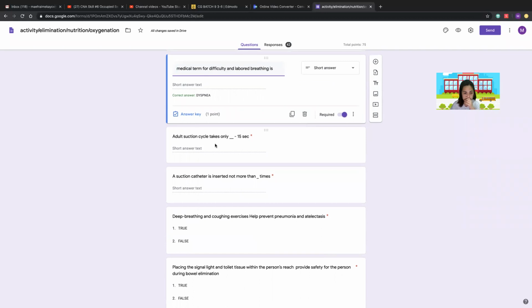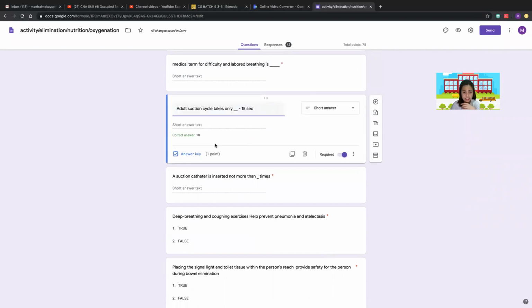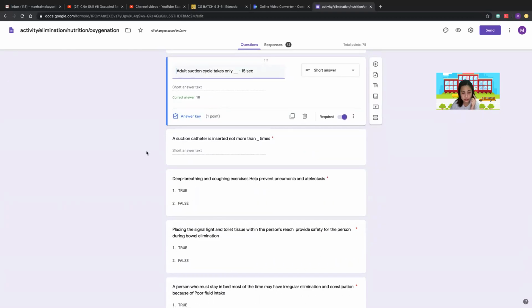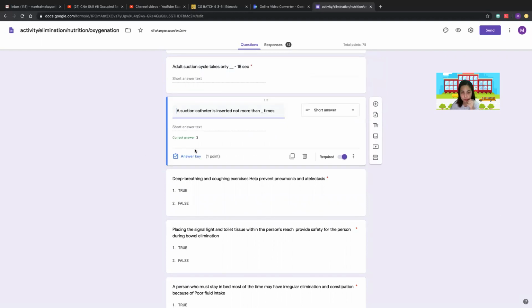Adult suction cycles take only 10 to 15 seconds. A suction catheter is inserted not more than 3 times. So if you're suctioning a patient, don't suction 10 times or unlimited times, because the patient might have a problem with the tracheostomy, or you will make the condition worse. So please insert the suction catheter not more than 3 times.